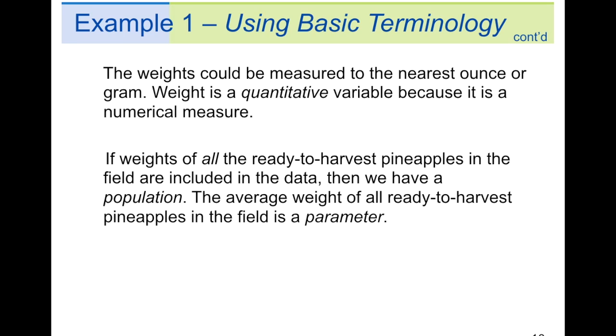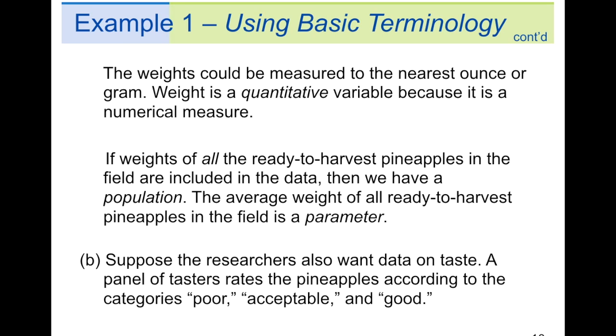If weights of all the ready-to-harvest pineapples in the field are included in the data, then we have a population. The average weight of all the ready-to-harvest pineapples in the field is a parameter. So you're saying the average weight of all the ready-to-harvest pineapples in the field is blank, say 16 pounds. That number is a parameter because it's about the entire population.